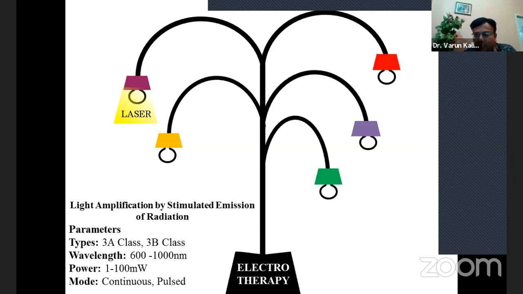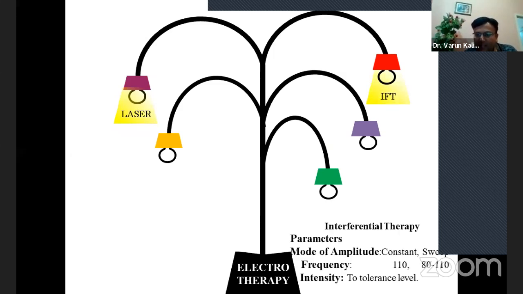And we can use a wavelength between 600 to 1000 nanometer, and power we can use 1 to 100 milliwatt, and mode we can use either continuous mode or pulse mode according to the condition of the patient. Next one is the IFT, that is the interferential therapy, and here we can use constant or sweep amplitude. If we use constant amplitude, then our frequency will be 110 hertz. And if we go for the sweep amplitude, then our frequency will be 80 to 110 hertz. And we can use the intensity at the tolerance level of the patient.